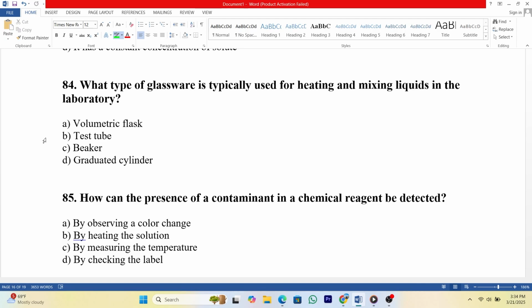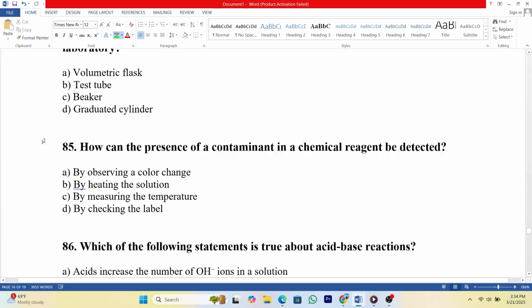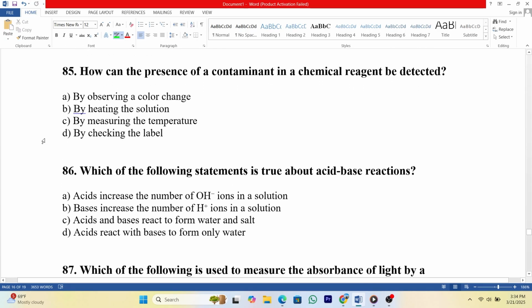85. How can the presence of a contaminant in a chemical reagent be detected? A. By observing a color change. B. By heating the solution. C. By measuring the temperature. D. By checking the label. Answer, A. By observing a color change.